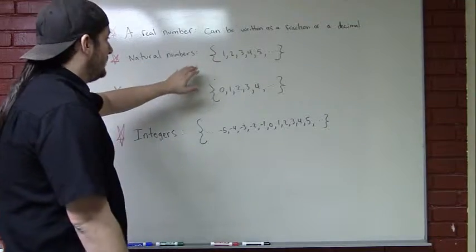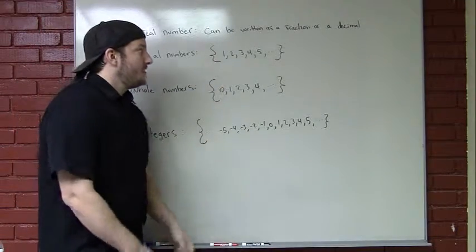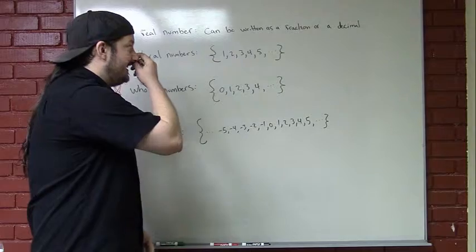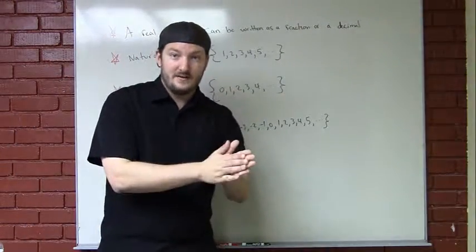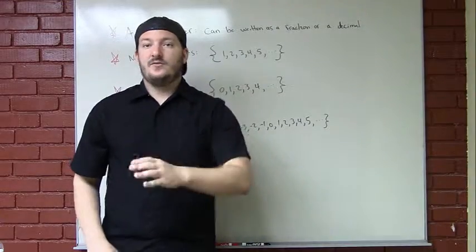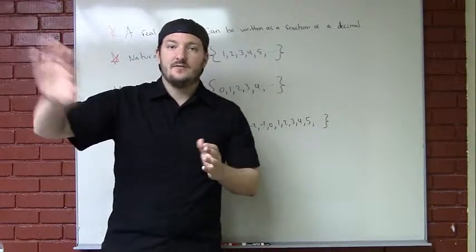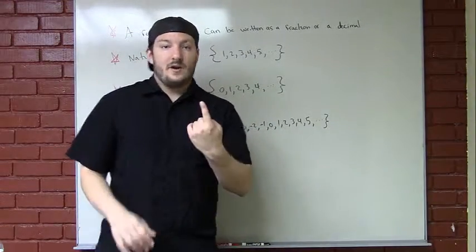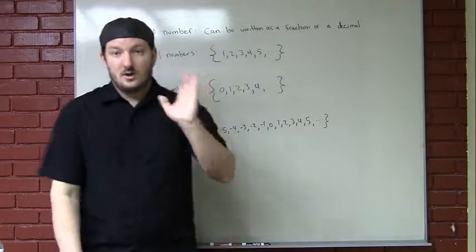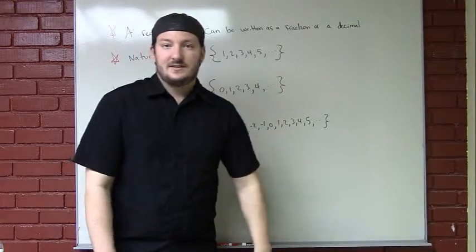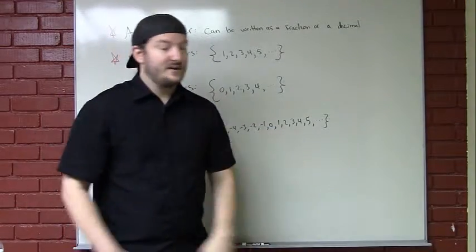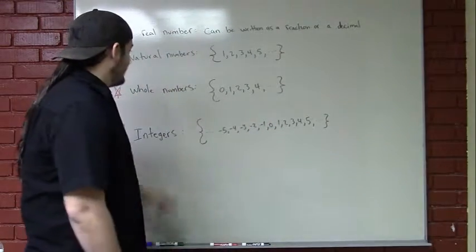A natural number. Okay, a natural number starts off at 1, and then 2, 3, 4, 5, 6, 7, 8, 9, 10, forever. So it starts off at 1, and it counts on. Now, I could be here forever counting numbers, but those are natural numbers.